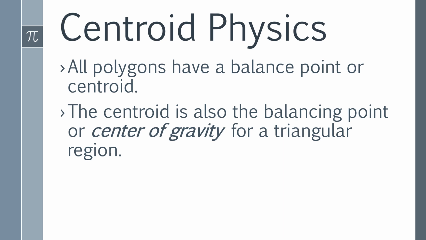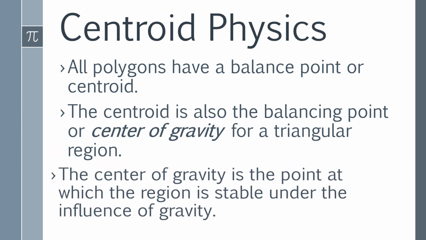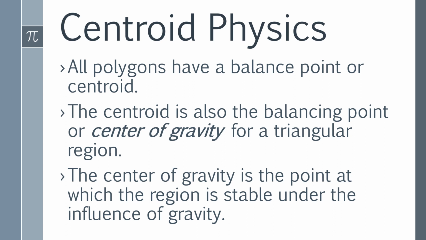So what does this mean? Well, basically, this is the point at which the region is completely stable under the influence of gravity. Once you find the centroid of a triangle, you can take that triangle and balance it on the head of a pin, basically, and it would be stable. It would not fall off. It would be equal and balanced. So that's why we call it the center of gravity.